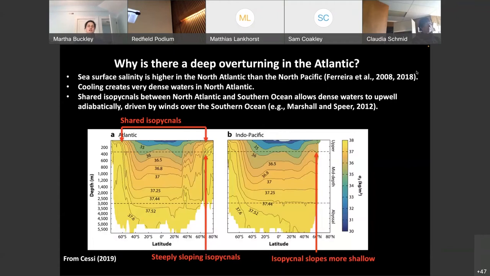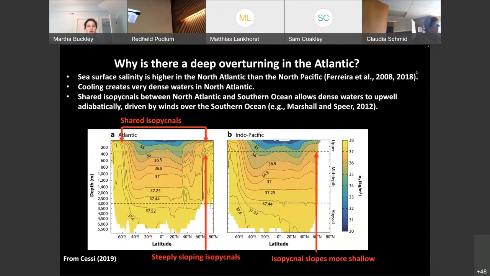So first, I'd like to discuss a little bit about why there's a deep overturning circulation in the Atlantic at all. These figures are from an excellent review paper contrasting the Pacific and the Atlantic overturning circulation by Pellichero in 2019. The sea surface salinity is higher in the North Atlantic than the North Pacific, and the reasons for this are described in another excellent review paper by David Ferreira in 2018.